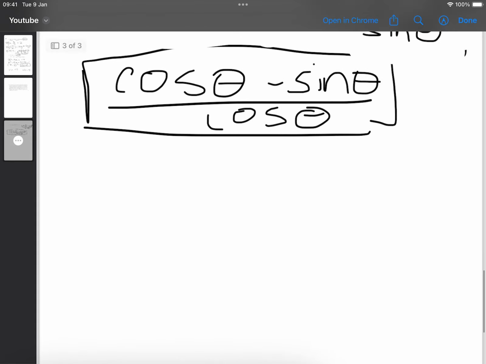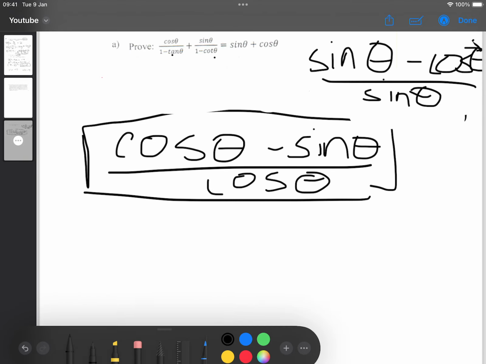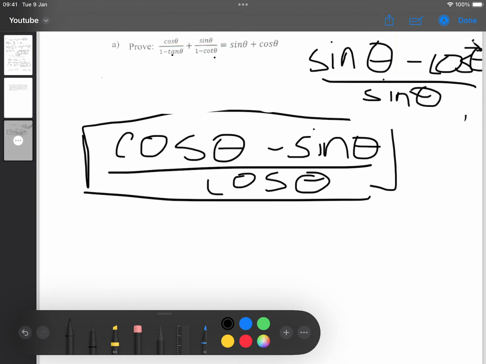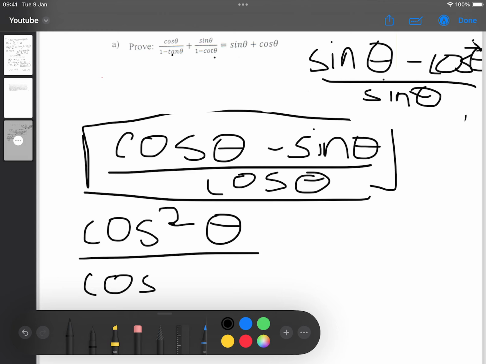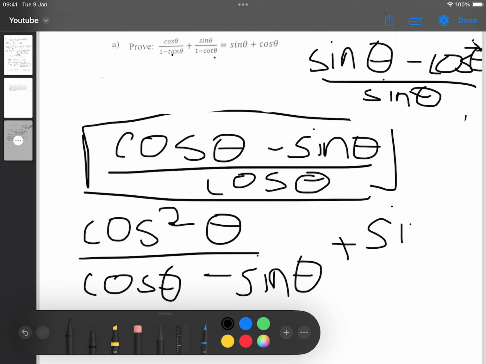Now let's just simplify this. So cos theta over cosine theta minus sine theta over cos theta again. We can just reverse the fraction and multiply. So we get cosine square theta over cos theta minus sine theta. And then we have plus, so reversing this again, sine square theta over sine theta minus cos theta.